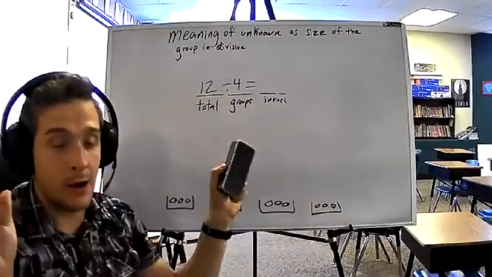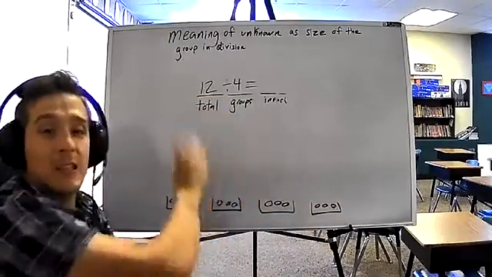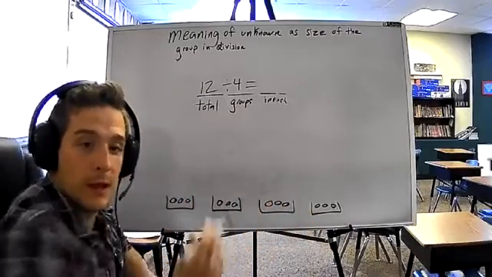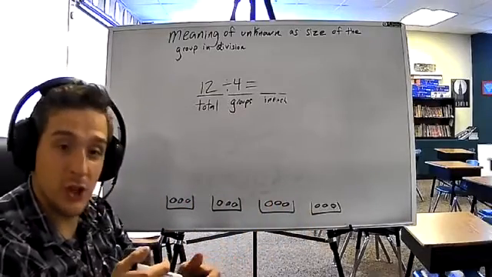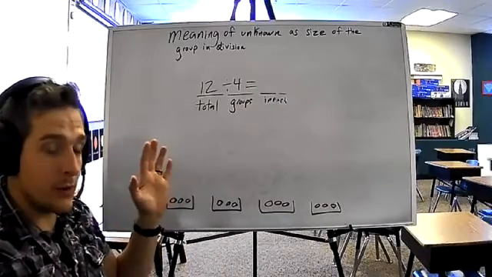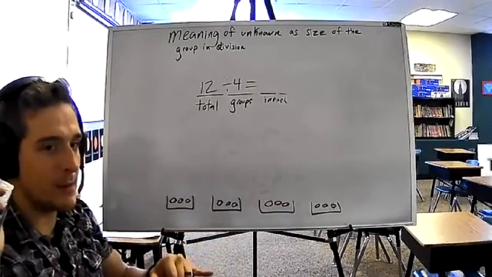Now I'm completely out of extra Skittles. I have nothing left. There's no remainders here, and I have filled up all my groups. Now it's a good thing to double check on this, just to make sure you did your math right. But just like with multiplication, these groups have to have the same amount in them.